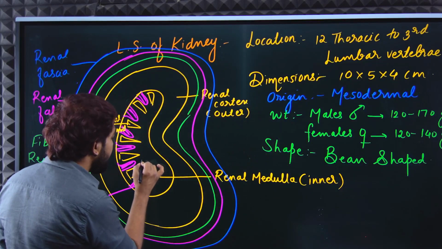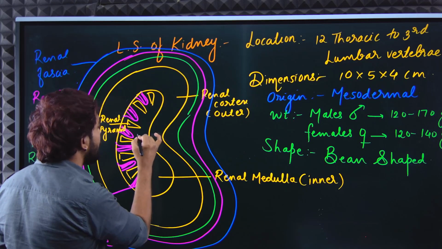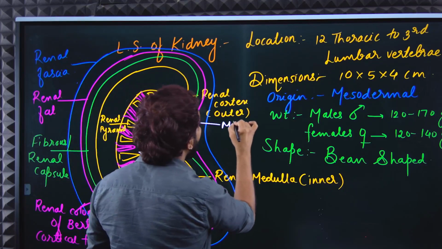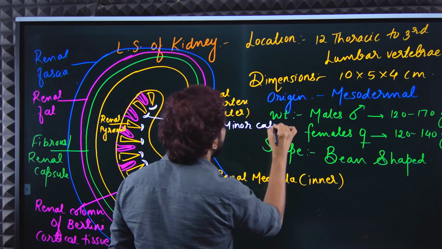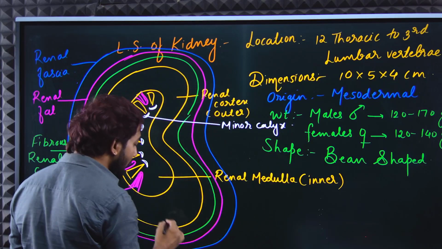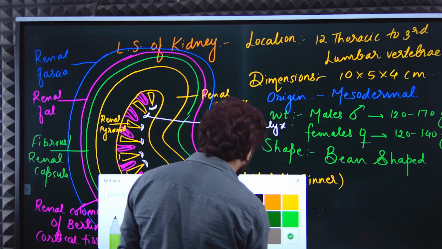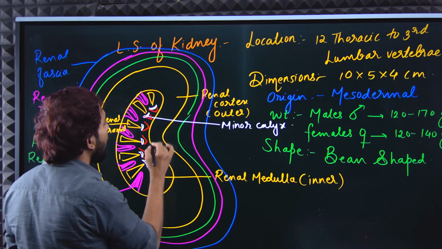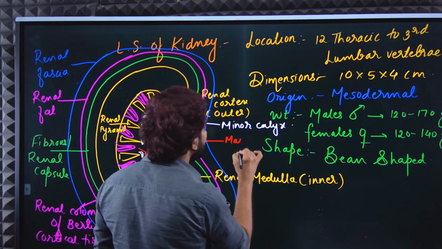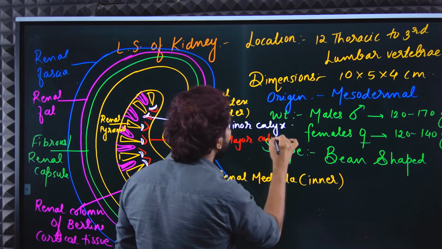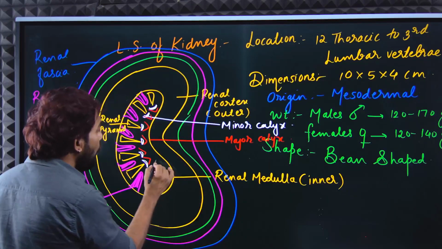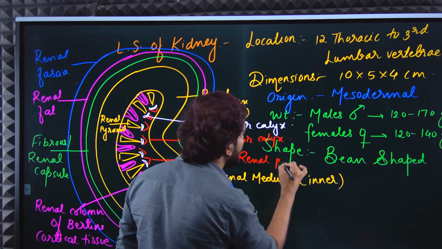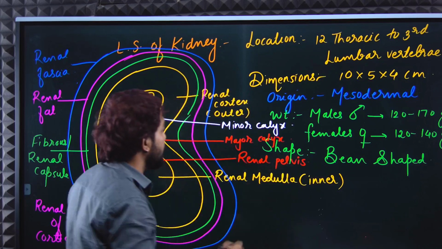Then you have a structure this way. These are the minor calyces or minor calyx. Then you have again a pointed structure this way. These are major calyces or major calyx. Minor calyces, major calyces, and this area, the open space, is called renal pelvis.